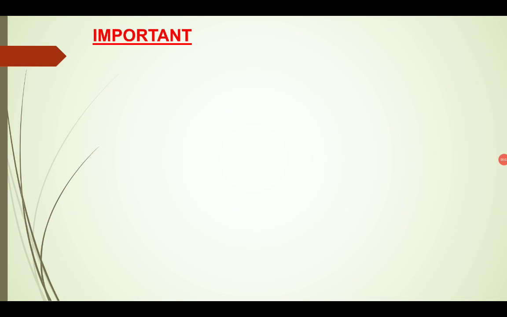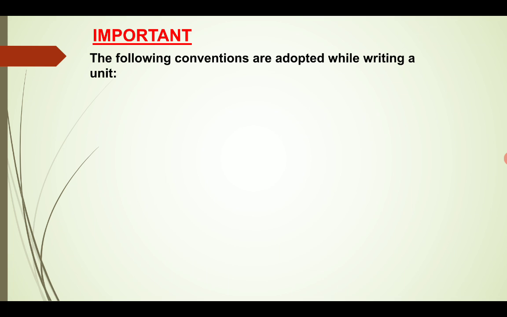So students, after discussing the physical quantities and their SI units, now let us discuss an important thing: how to write the unit with a physical quantity. Basically, we are using the following sign conventions in order to write or assign a unit with a physical quantity.